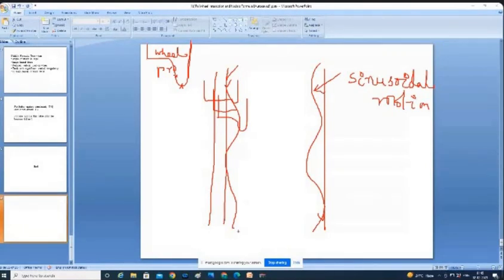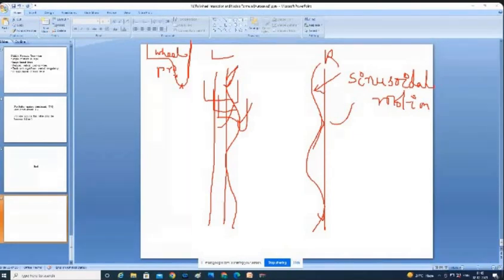Any point you take on the wheel set, you will get a path like this. Here it is touching, here it is not touching: left side not touching, right side touching. If the left side is touching, please remember the right side will not touch. If right side is touching, left side will not touch. Any one side it will touch. Both sides will not touch unless there is a very high irregularity.